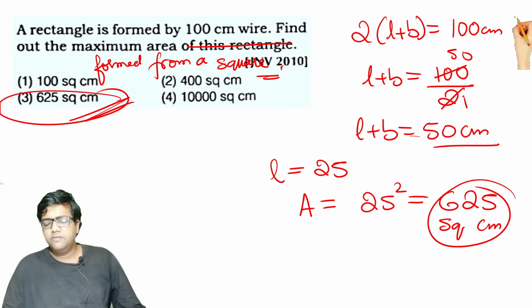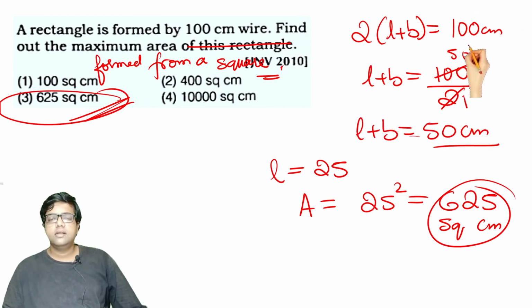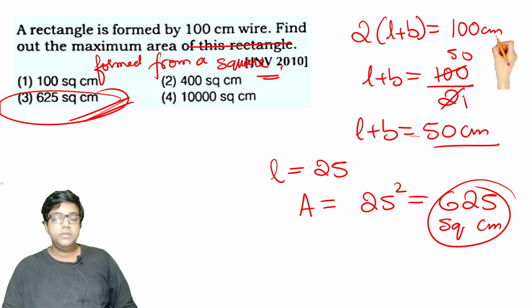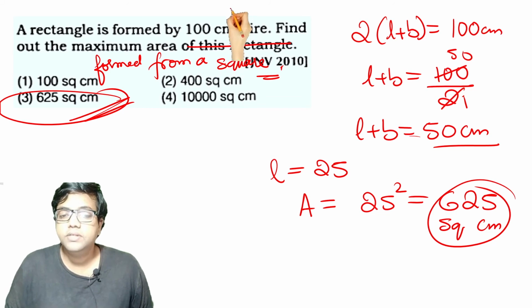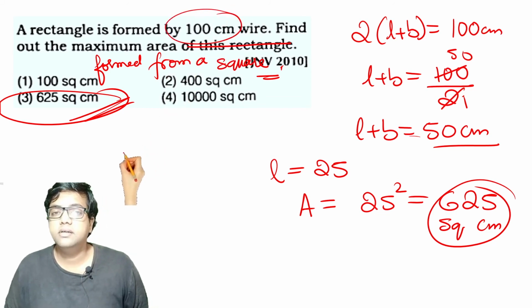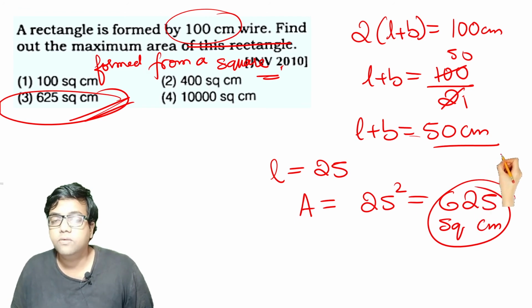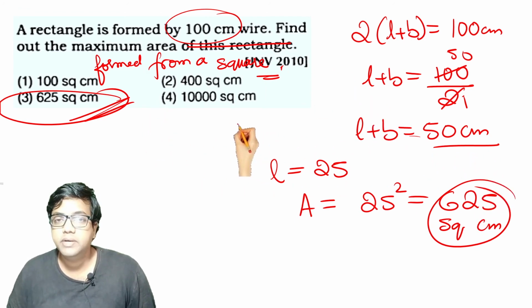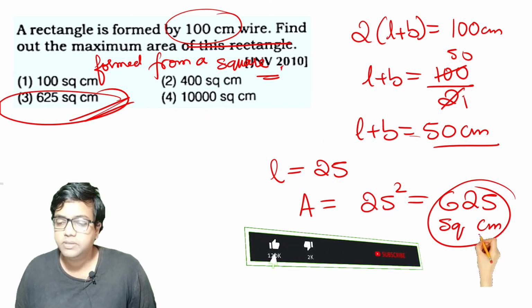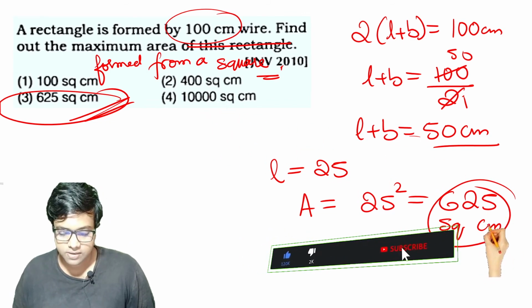So the information given was for a rectangle. Now they want to know how this information can be used to find out a square, which is of 100 centimeter perimeter, and what will be its maximum area formed out of this particular perimeter? So it's going to be 625 square centimeters.